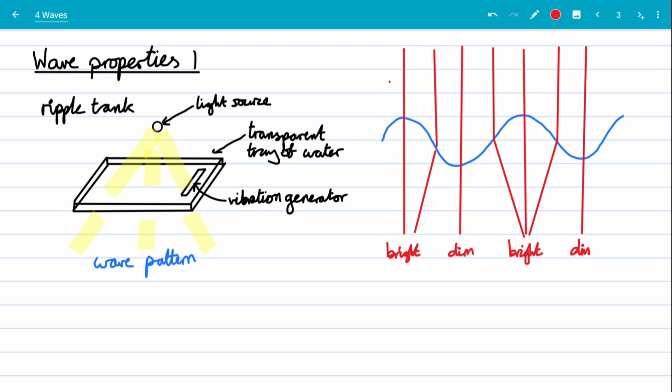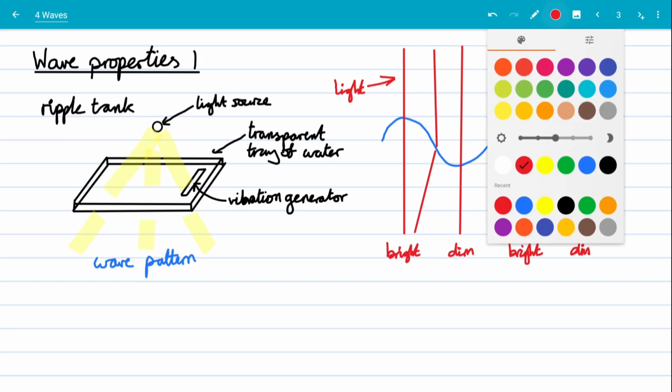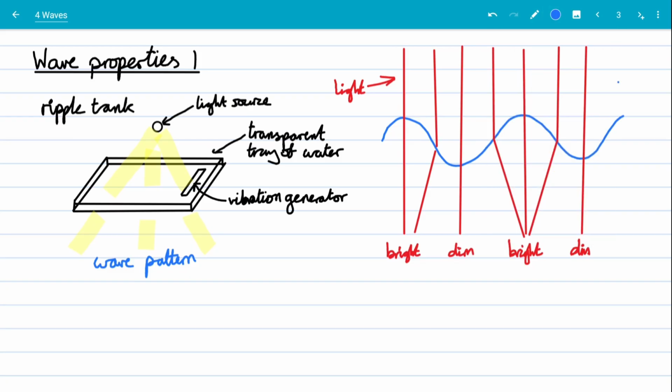Now, obviously, this is going to work better if the light rays are all parallel. And there are ways you can make that happen. But for the sake of our experiment, as long as the light is far enough away from the water, the rays are close enough to be parallel that we can use them for our investigation. Let's label this one water wave. So we've now got a way to investigate what waves do.